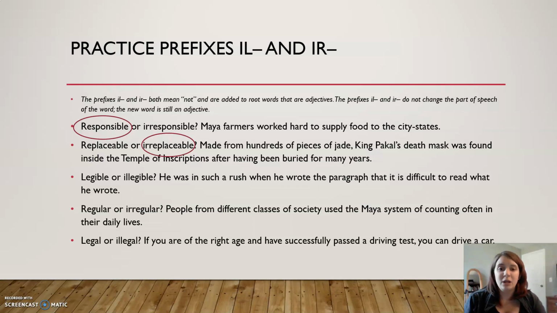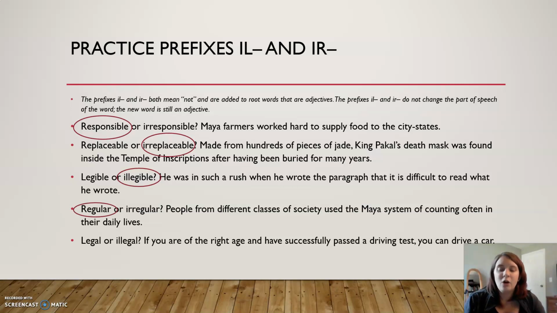He was in such a rush when he wrote the paragraph that it was difficult to read what he wrote. Well, I know if I was reading something and I couldn't read it, it's not legible, it's illegible. People from different classes of society use the Maya system of counting often in their daily lives. Well, the key word in that one is often. If they used it often, they used it regularly.